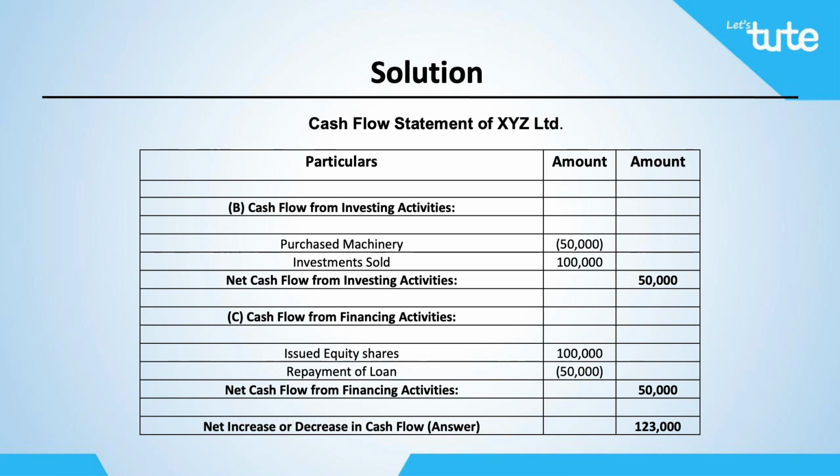Now we will record the transactions that classify as cash flow from financing activities. The cash inflow transaction of issuing equity shares amounting to 100,000 will be recorded with a positive sign, and the repayment of a loan amounting to 50,000 will be recorded with a negative sign. By summing up these transactions, we will derive the net figure of cash flow from financing activities.